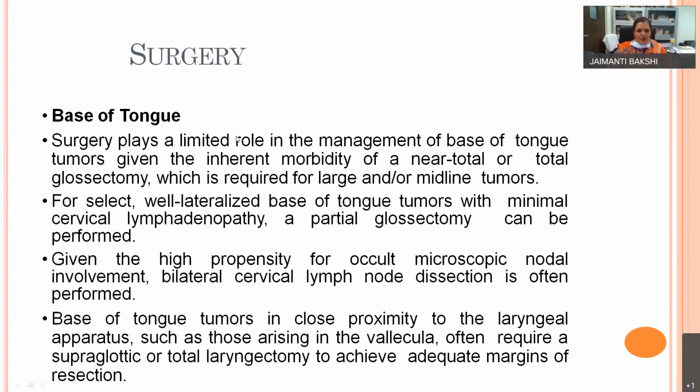So surgery plays a limited role in the management of base of tongue tumors, given the inherent morbidity of a near total or total glossectomy, which is required for large or midline tumors. For select well-lateralized base of tongue tumors with minimal cervical lymphadenopathy, a partial glossectomy can be performed. Given the high propensity for occult microscopic nodal involvement, bilateral cervical lymph node dissection is often performed for base of tongue tumors. Base of tongue tumors in close proximity to the laryngeal apparatus, such as those arising in the vallecula, often require a supraglottic or total laryngectomy to achieve adequate margins of resection.